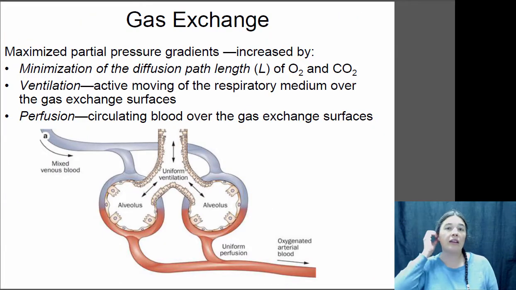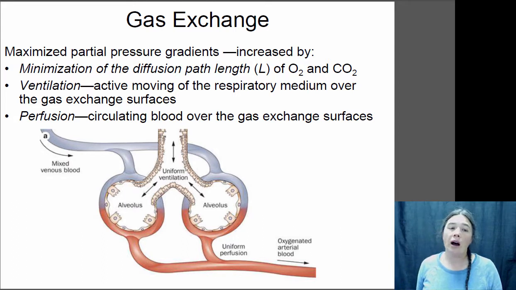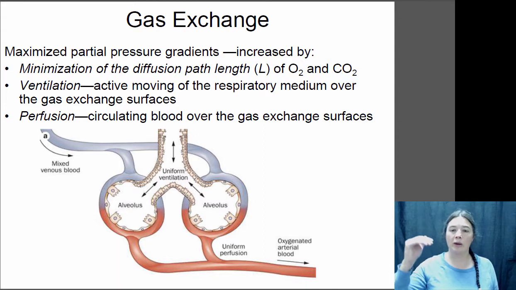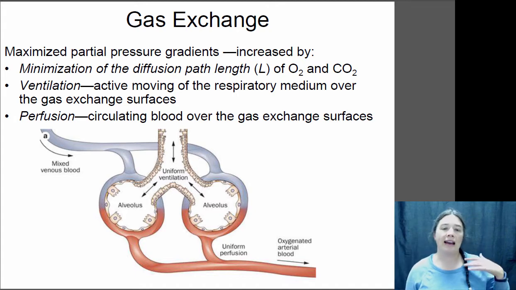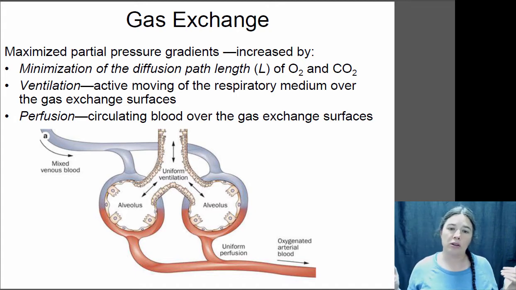And then finally, to increase diffusion, you need to maximize the concentration gradient. So you need to have a big difference between the air or water that you're trying to get the gas out of and the body. And you can do that in a couple of different ways. You can increase the concentration gradient by having a very short distance that the gas has to travel.